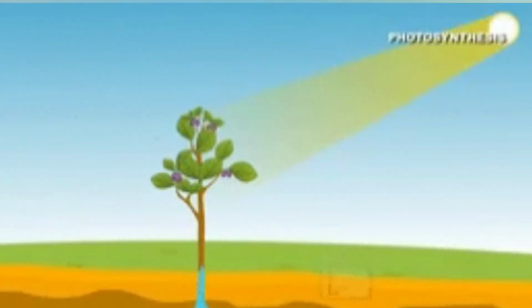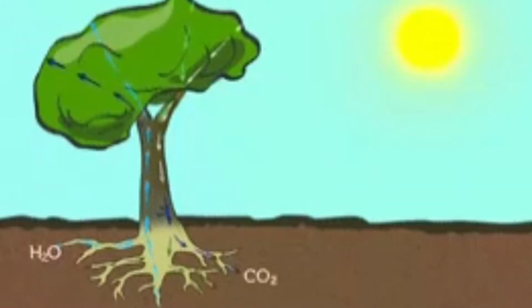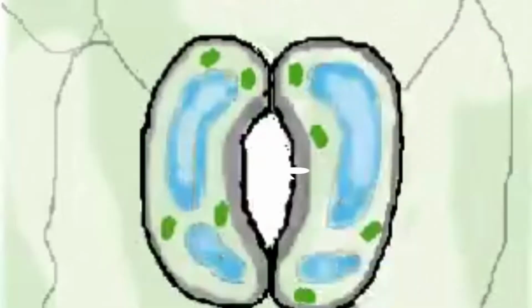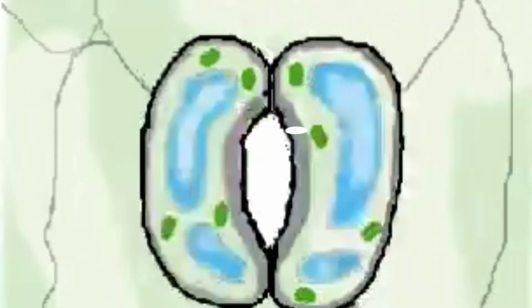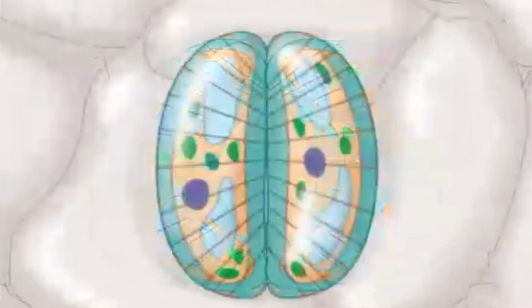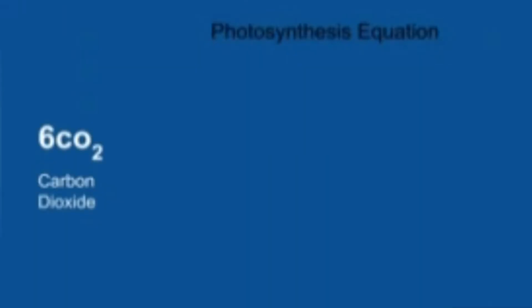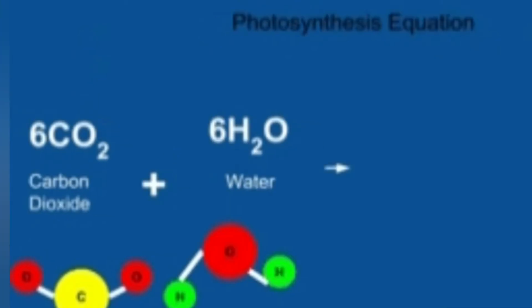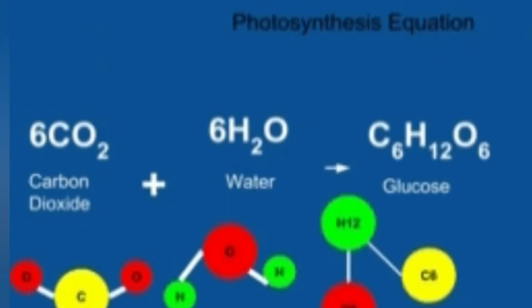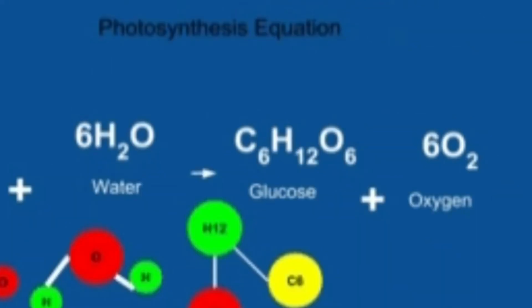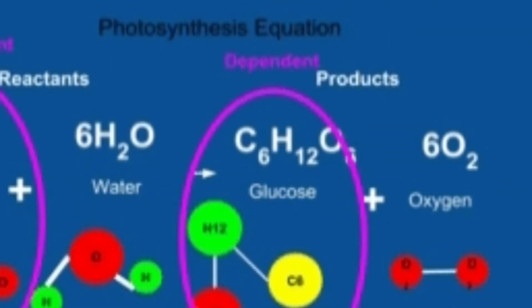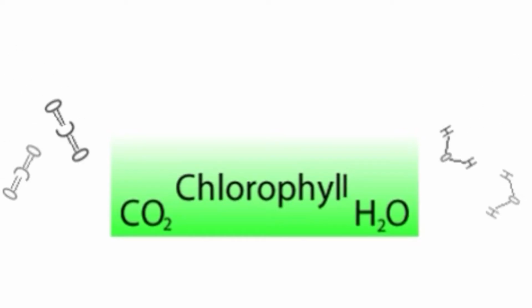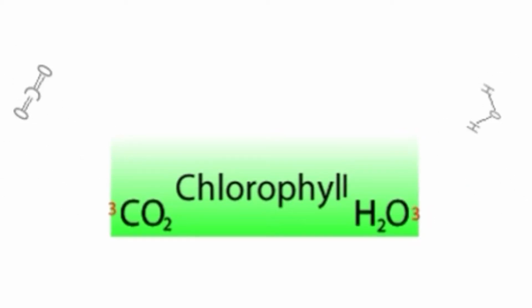During this process, light energy of the sun is converted into chemical energy. In this process, oxygen is liberated through the stomata. Now, the overall reaction of photosynthesis is carbon dioxide reacting with water to produce glucose, releasing water vapor and oxygen. In this process, oxygen is liberated through the stomata.